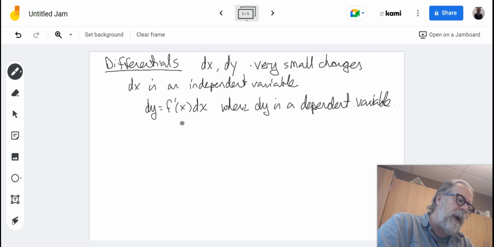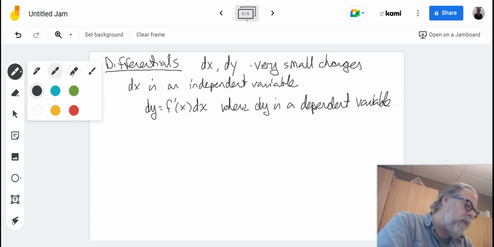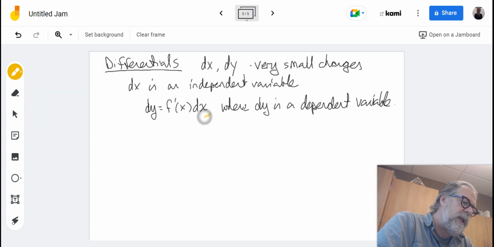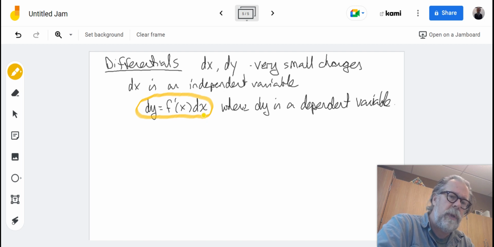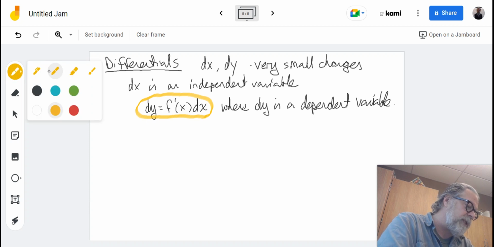And if we think about the idea of a derivative, what we discover is that the very small change in y that goes along with that very small change in x can be calculated by multiplying the rate of change of the function at x with the very small change in x. And that makes dy a dependent variable. It depends on your small change in x. So this is, again, a linearization.